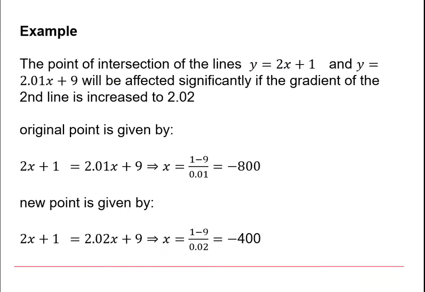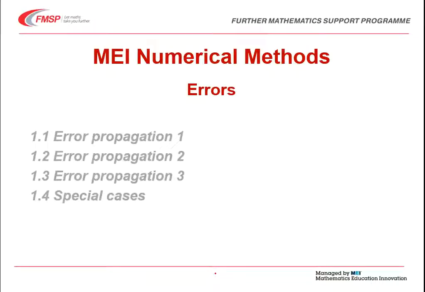and that changes dramatically to x equals minus 400 if we're comparing that line with the line y equals 2.02x plus 9. So that concludes the videos on errors.